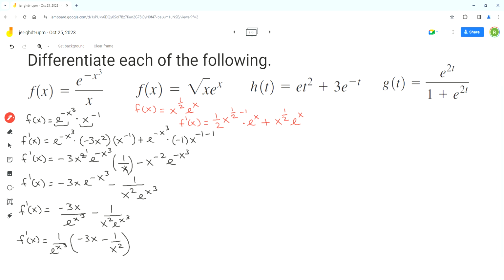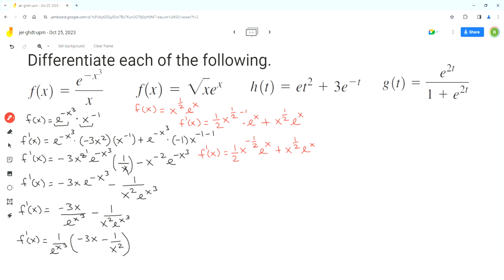Now we can simplify this expression. So f prime of x equals half times x exponent, so half minus 1 is negative half, times e to the power x plus x to the power half times e to the power x.